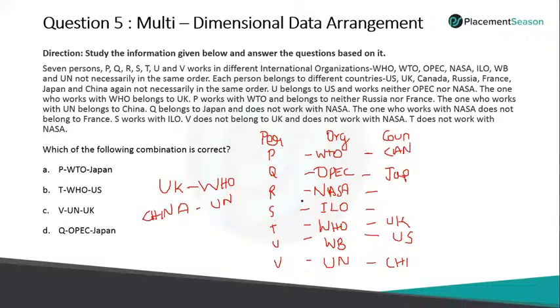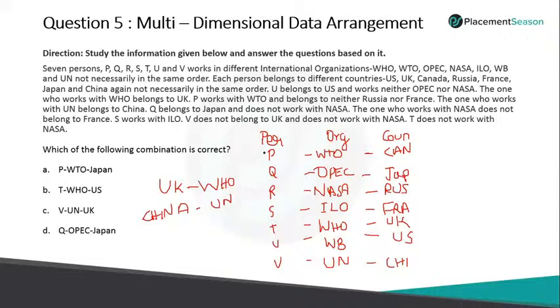So there are two countries here, and we have seen NASA and France, right? Yes, the one who works with NASA does not belong to France, so NASA cannot be France. Here France cannot come, so here France will come. I'll write only FRA. The remaining one country is, we have fixed US, UK, Canada, and Russia is not fixed, so it should be Russia. Okay, everything is fixed.